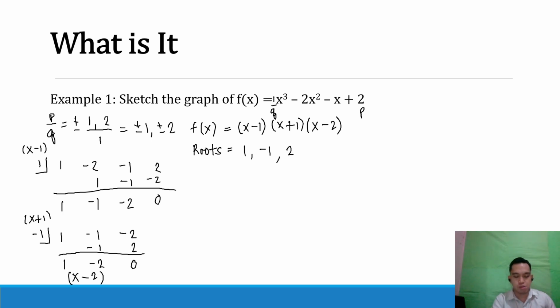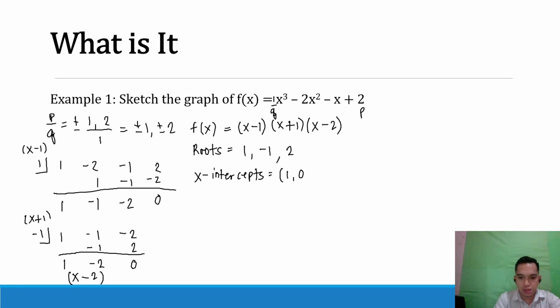This x minus 2 becomes x equals 2. When we equate it to 0, x minus 2 equals 0, then move the negative 2 to the other side of the equal sign, it becomes positive. So that is positive 2. Then, our x-intercepts are our roots. So, our x-intercepts are these roots. That is 1.